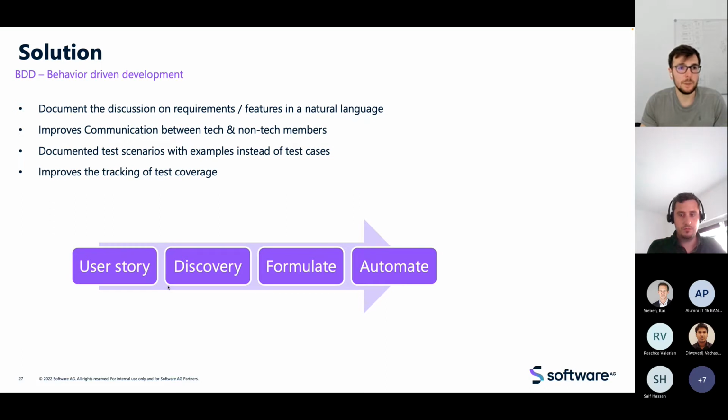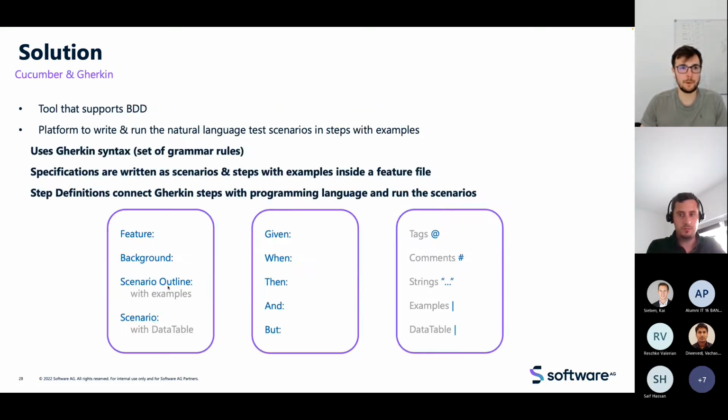So we've had a look into behavior driven development here, which is, at the end of the day, a definition and documentation of the requirements and features in natural language. You don't need any technical skills to understand the test scenario. And that was our idea with this test framework. One of the tools that allows it is Cucumber with Gherkin. Gherkin is a syntax for the definition of those files and those test scenarios.